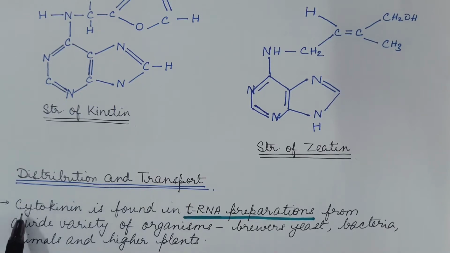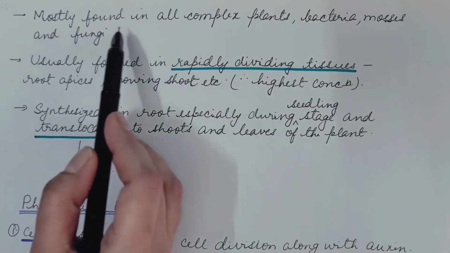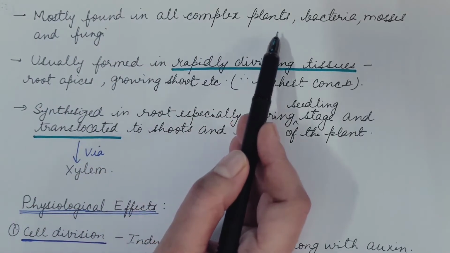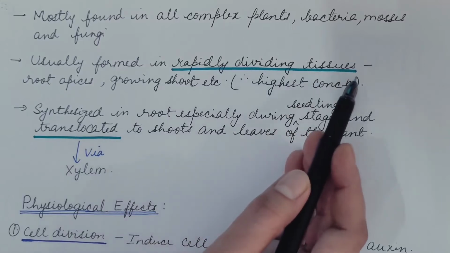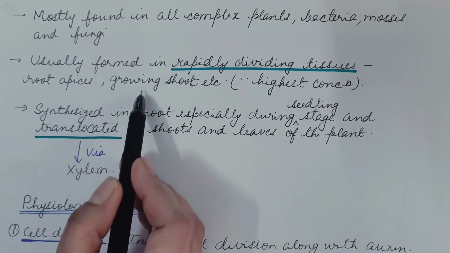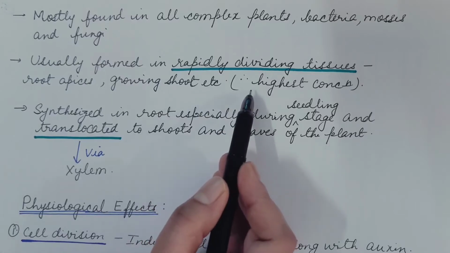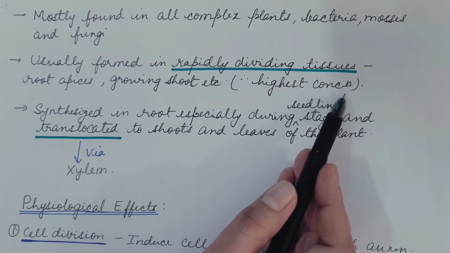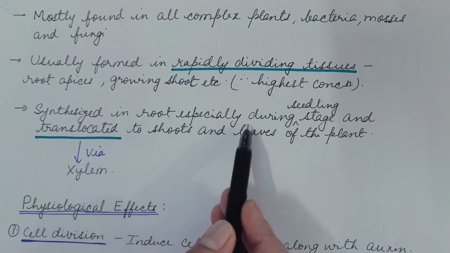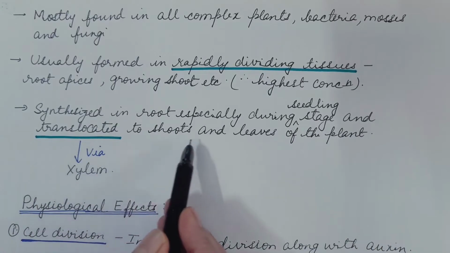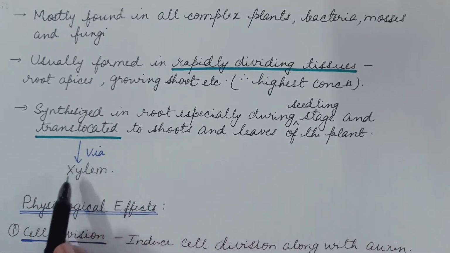Distribution and transport. Cytokinin is found in transfer RNA preparations from a wide variety of organisms like brewer's yeast, bacteria, animals, and higher plants. So we can say that these are mostly found in all complex plants, bacteria, mosses, and fungi. Usually these are found in rapidly dividing tissues like root apices and growing shoot, etc. Therefore, present in highest concentration in these. These are synthesized in roots, especially during seedling stage, and translocated to shoots and leaves of the plant via xylem.